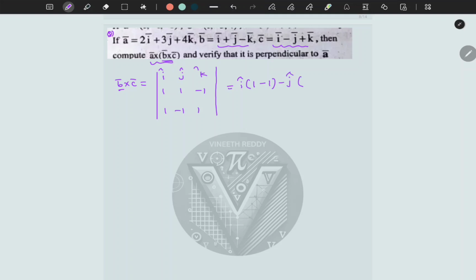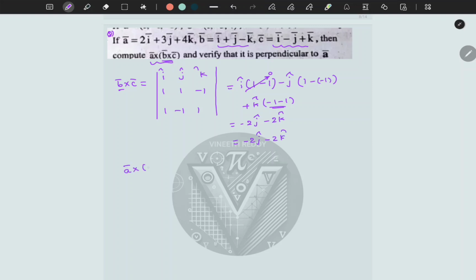Is that clear? Minus j cap into, again 1 into 1 is 1, minus 1 into minus 1 is minus 1. Is that clear? Plus k cap into, now 1 into minus 1 is minus 1 and minus 1 into 1 is 1. So we get this as 0. 1 plus 1 is 2. So we get minus 2j cap, and 1 minus 1 is minus 2. So B cross C is minus 2j cap minus 2k cap.